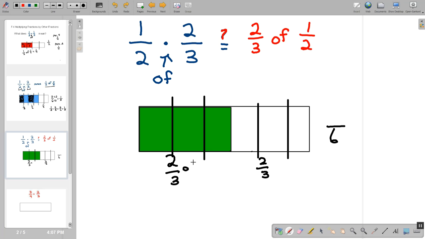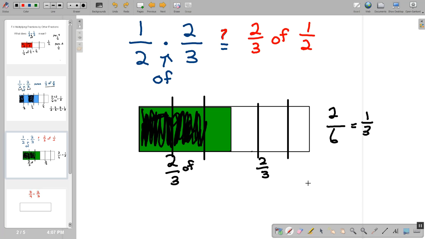Well, this one means I want to shade 2 of the 3 groups. So I'm going to shade 2. So there you go. I got 2 of the 3 groups shaded in there. And this one I want to shade 2 of the 3, but I didn't start with anything. So 2/3 of 0 is still just 0. So there's no shading that happens here. Which means that once again I get 1, 2, 6. So that means I get 1/3 again. And therefore 1/2 times 2/3 is equal to 2/6 or 1/3.